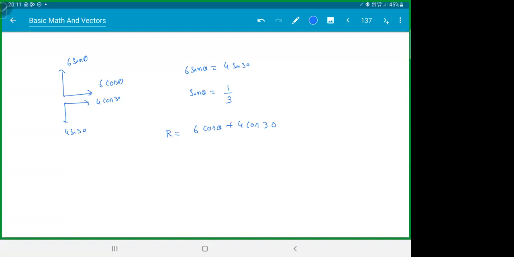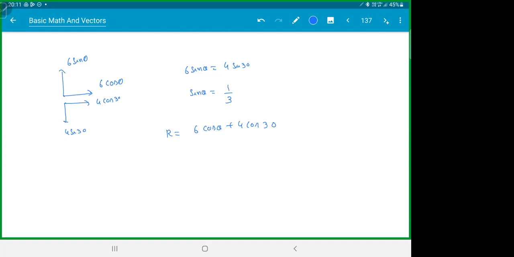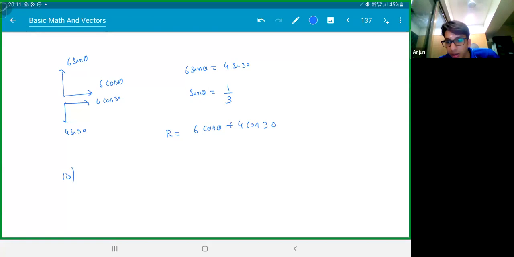What else in the sheet? Swastika, any doubts in the sheet? Sir, can you show the 10th one? 10th one. Rehan, you're saying something? 10th one. Yes, sir. Arjun, what is yours? The 6th one. I got an answer, but there should be 2 answers now for that question.